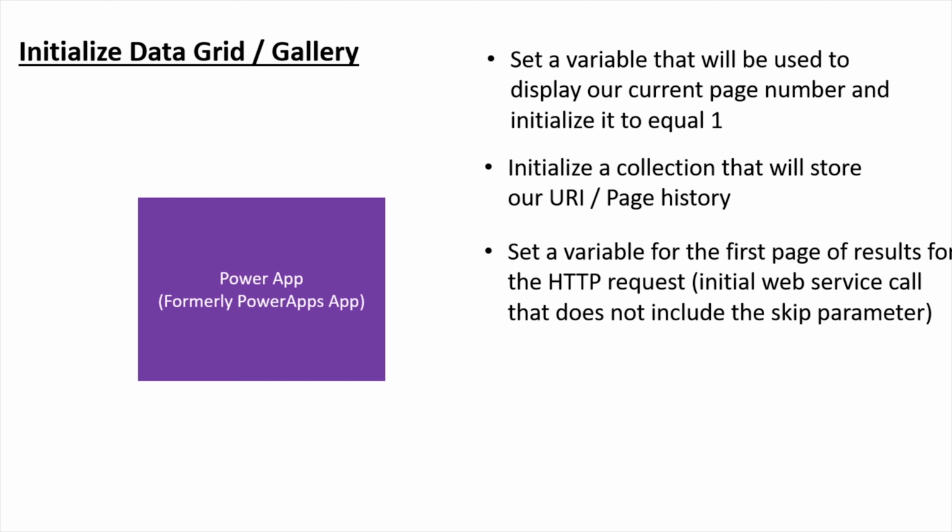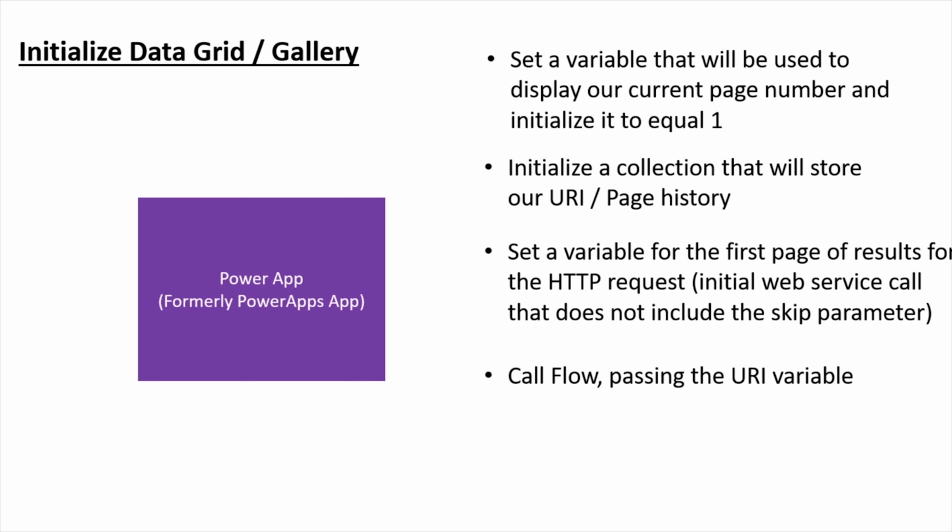The next thing we do, we set a variable for our first page of results. That's our URI variable that we're going to send to Flow. Now, as you saw in my outline, our first URL will just be saying that we want to see the top 5 records. That parameter doesn't necessarily have to be 5. You can make it any number you wish, but just keep in mind that the row limit for Power Apps is a maximum of 2,000.